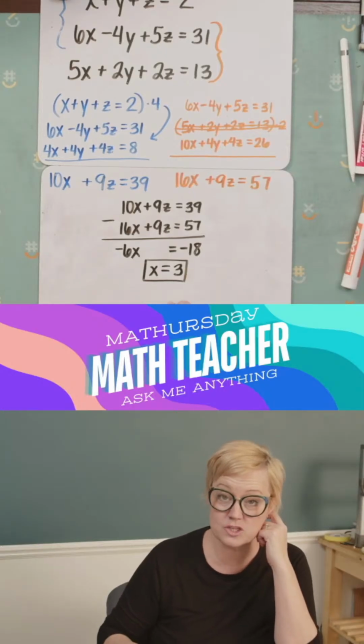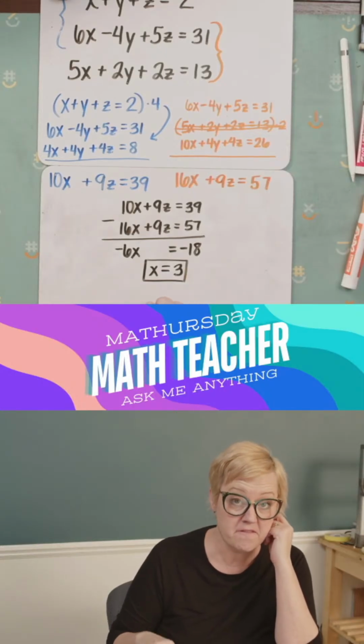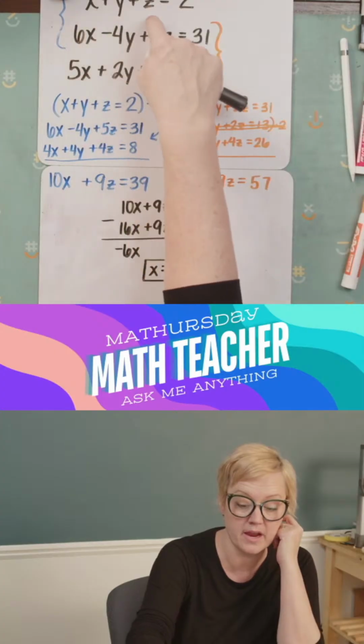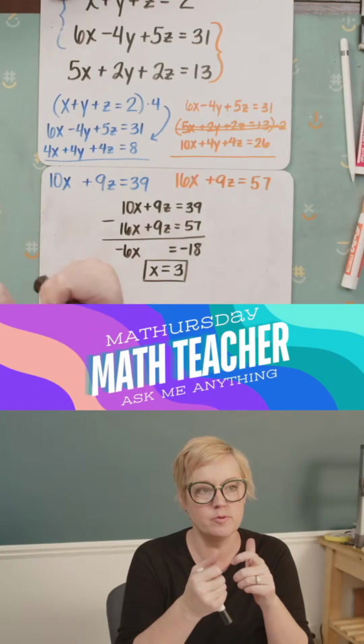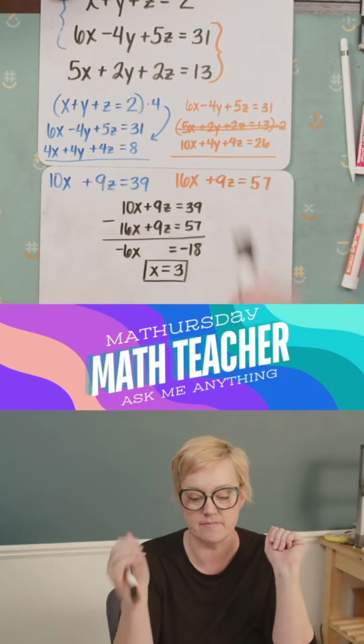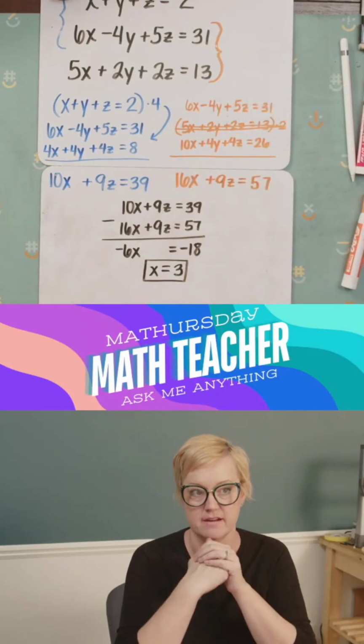Now once you get your 3 values, you want to make sure that you plug them in and double check. And that's just a calculator skill, right? Just type it all in and make sure you get 2, 31, and 13. Okay.